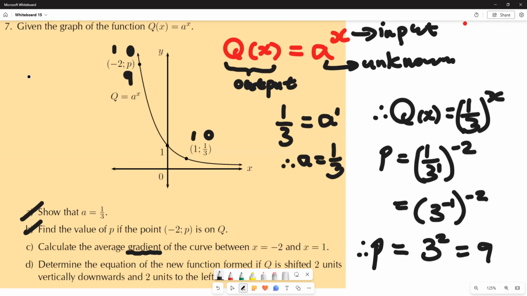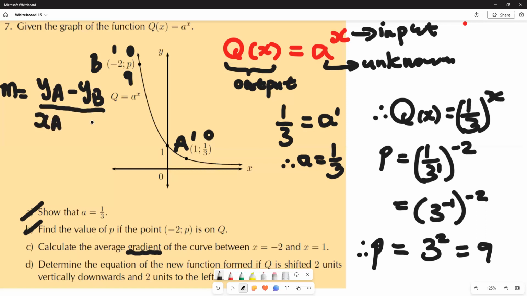Now let's do the gradient. I'm going to call this point A, and this one B. Therefore, M, my average gradient, will be y on A minus y on B, all over x on A minus x on B.